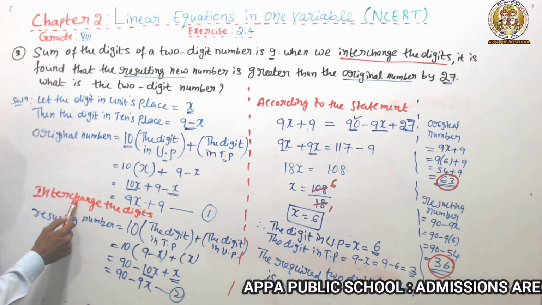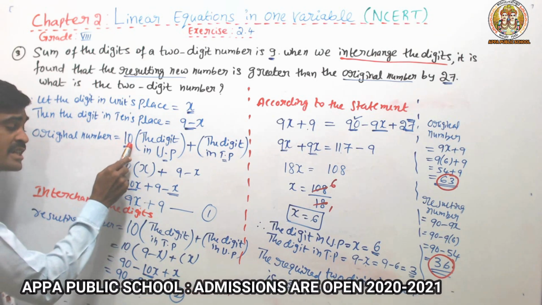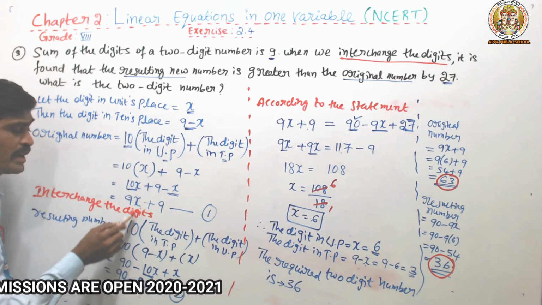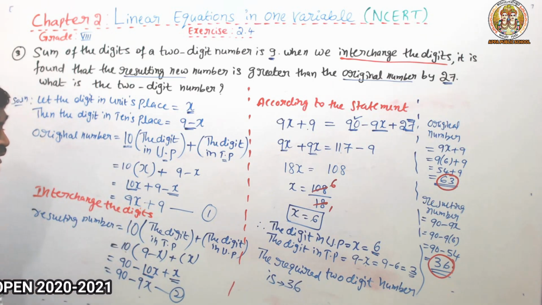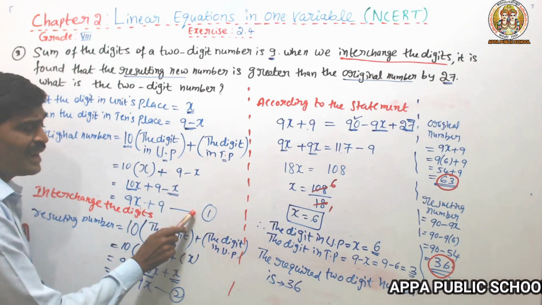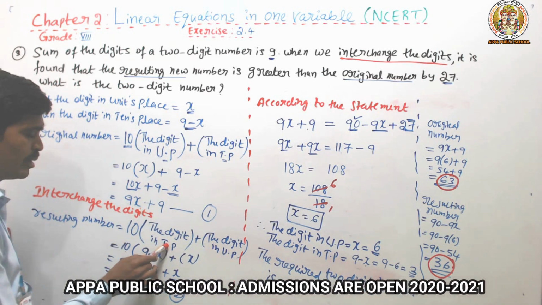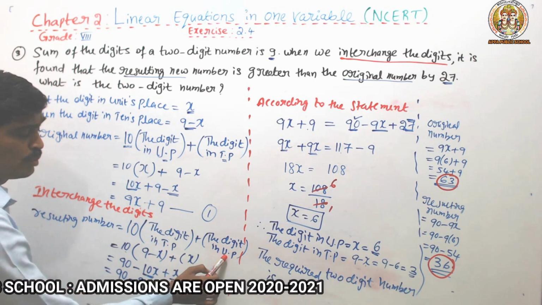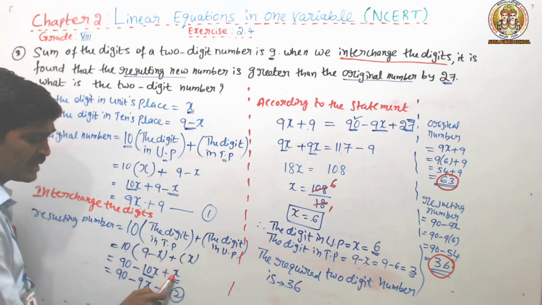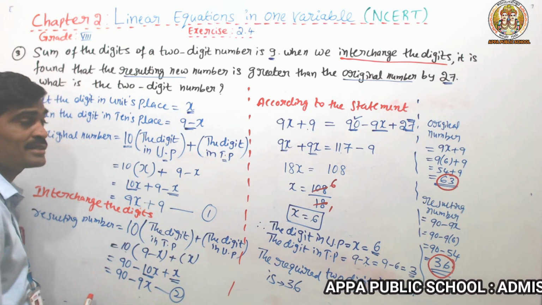Now in the statement they have given: interchange the digits. So the resulting number is equal to, and don't interchange the place values, otherwise 10 will become 1 and 1 will again become a single digit place. That's why without changing the place value, 10 keep as it is. So the digit in UP will become TP and TP will become UP. Why like that? Because they told in the statement, interchange. So TP is equal to 9 minus x plus UP means x. 10 into 9 is 90, plus 10 into minus x is minus 10x, plus x. So 90 keep as it is, minus 10x plus 1x should be minus 9x.